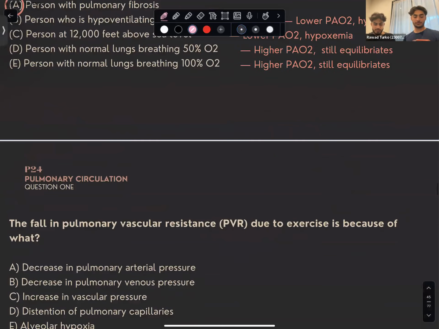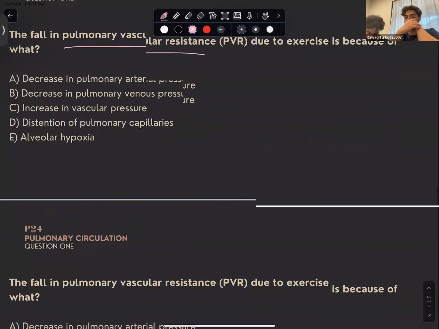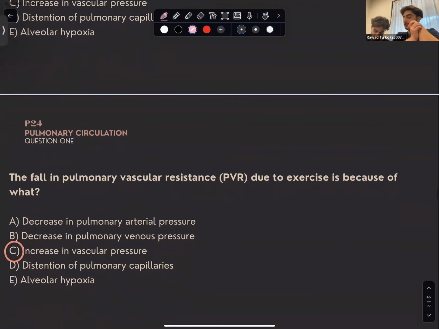Okay, our next question is: the fall in PVR, or pulmonary vascular resistance, due to exercise is because of what? So what decreases pulmonary vascular resistance? Okay, perfect. So it is D. Don't worry about this. It is D. Might have moved when we saved it, but why?